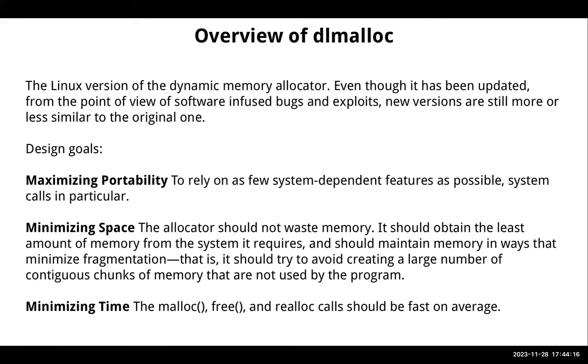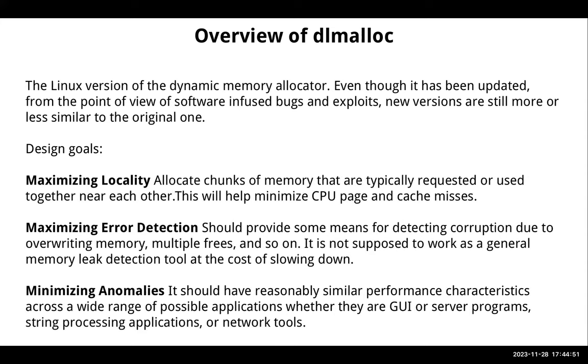It tries to minimize the space it uses. The allocator should not waste memory. It should obtain the least amount of memory from the system that it requires and maintain memory in ways that minimize fragmentation. So it should avoid creating a large number of contiguous chunks of memory that are not used by the program. Also, performance: the functions should return as fast as possible.